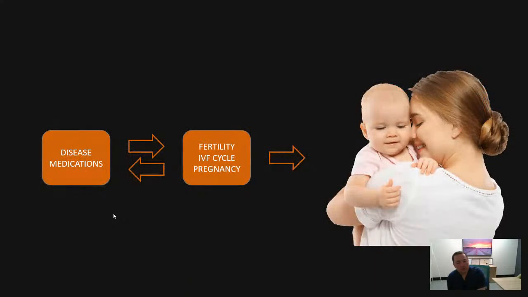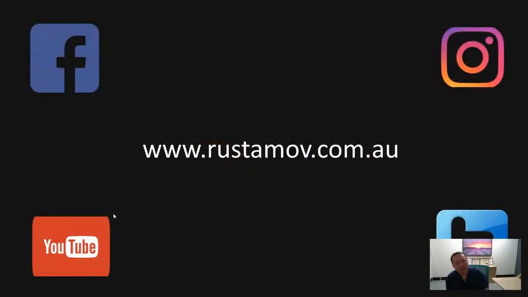So from this short presentation, we can see that existing diseases and medications used for treatment of diseases can directly impact the fertility of the patient, the IVF cycle, and the pregnancy. Subsequently, if not modified, they can affect the health of the baby. So this is why we have to understand and analyze all existing diseases and modify the effects and minimize the impact on fertility treatment, pregnancy, and the health of the developing fetus and baby subsequently. So this is the end of my short presentation.